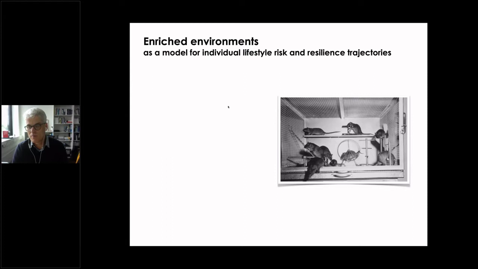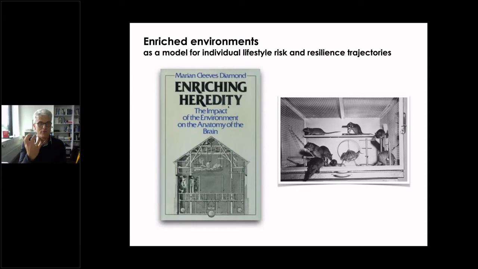And an enriched environment in this animal literature, this is a picture from an old cage as they have been used in these early studies here with rats in this cage, has been an extremely successful paradigm, very straightforward paradigm. And one of the pioneers of this field, Marion Diamond, she has summarized this in this wonderful book of hers, which is called Enriching Heredity. And the idea in that book and this whole field has been that you study with the help of this very simple paradigm the impact of environment on the brain.